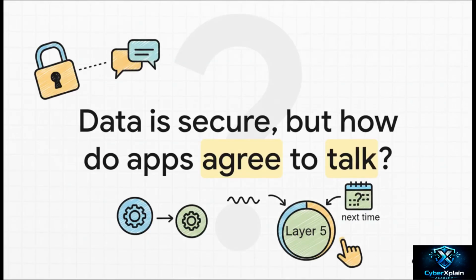Okay, so we've seen how Layer 6 gets our data all prepped and secure for its journey. But this brings up the next big question, doesn't it? How do two applications even start, manage, and end the conversation that allows them to communicate in the first place? For that answer, we need to move one layer down to Layer 5, the session layer.